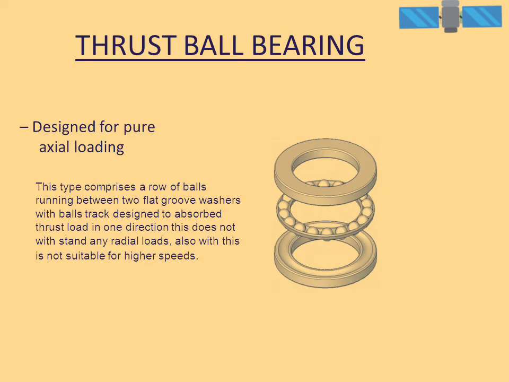Thrust ball bearing, designed for pure axial loading. This type comprises a row of balls running between two flat grooved washers, with ball tracks designed to absorb thrust load in one direction. It does not withstand any radial loads. It is also not suitable for higher speeds.